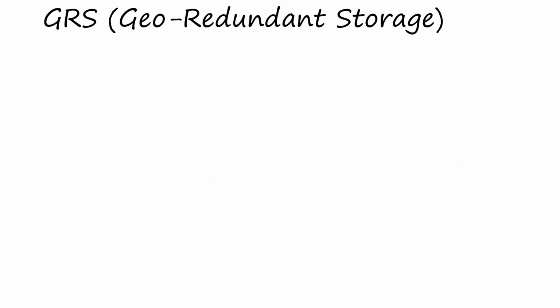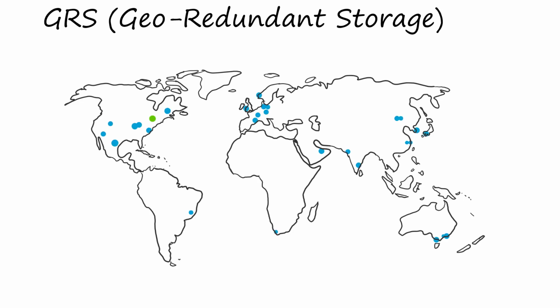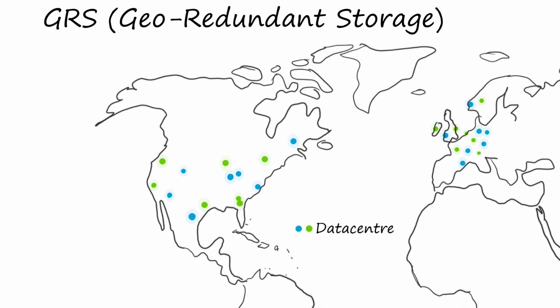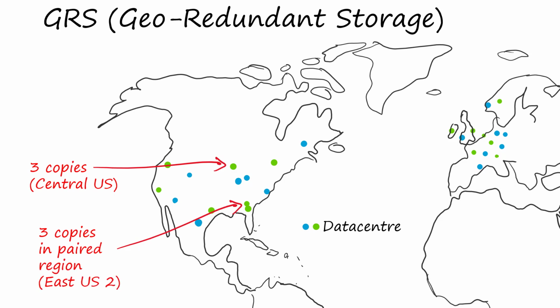For some organizations, that risk of the loss of an entire data center is too high, and so Microsoft offer Geo-Redundant Storage, or GRS, which takes advantage of the global distribution of data centers in Azure, shown by these green and blue dots. We get 3 copies at our primary data center, which is the same as LRS, but in addition we get a second paired region. We effectively get another LRS in the second region, giving 6 copies in total.